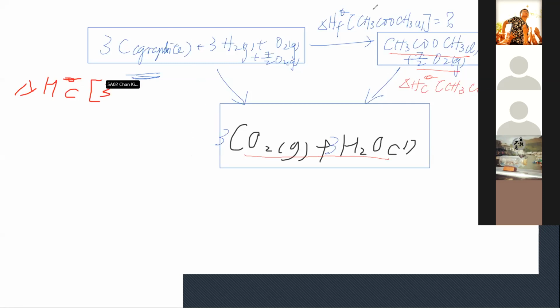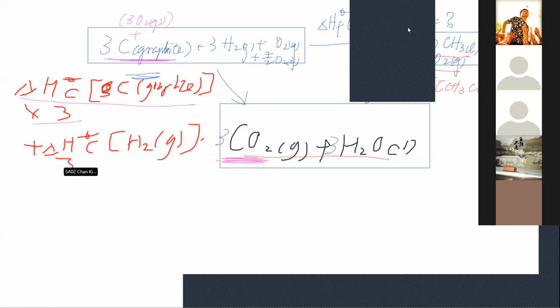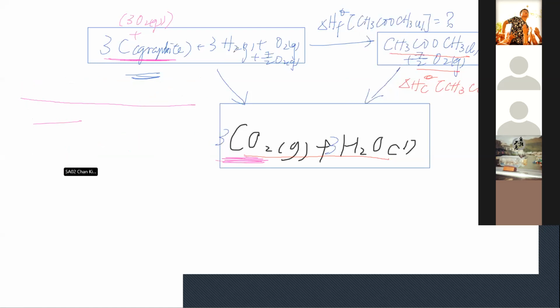So I will use another one, right? You may get this 3 carbon, and they will use up 3 O2 to form 3 CO2. This is the one. So that's why we write down delta H of combustion of carbon graphite times 3. Thanks, Thomas, for writing it down. And the second one is what?